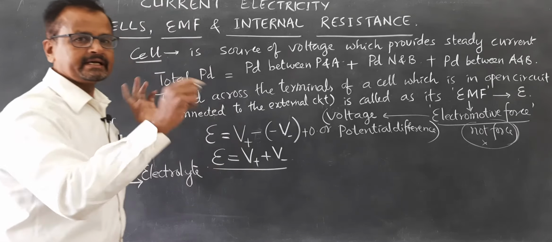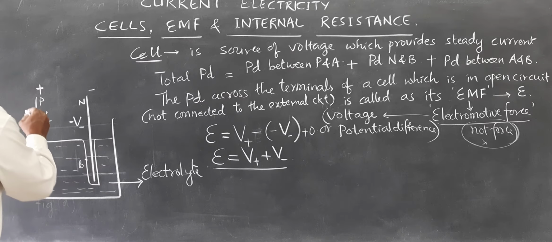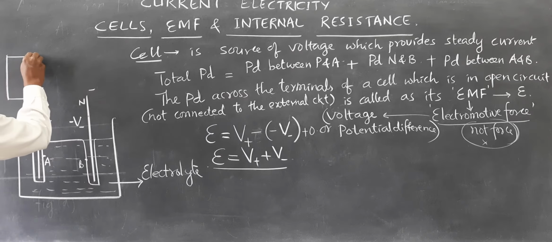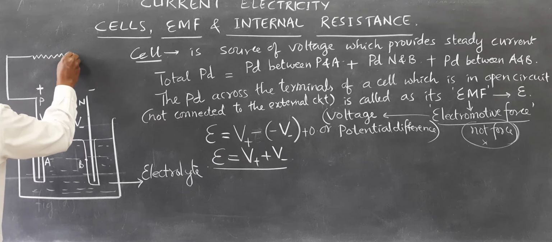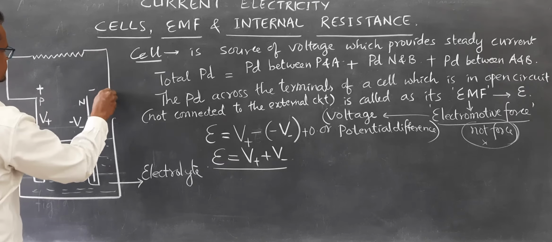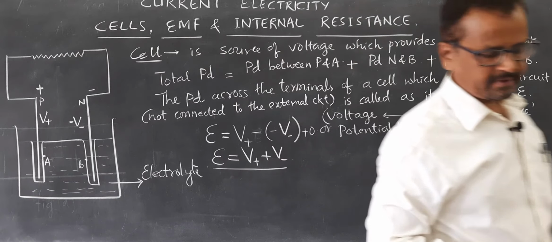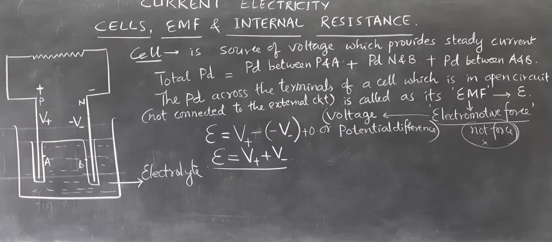When that cell is connected to an external circuit, what happens? Suppose this is connected to an external circuit, a simple external circuit consisting of a resistor. Then the current starts flowing from P to N.